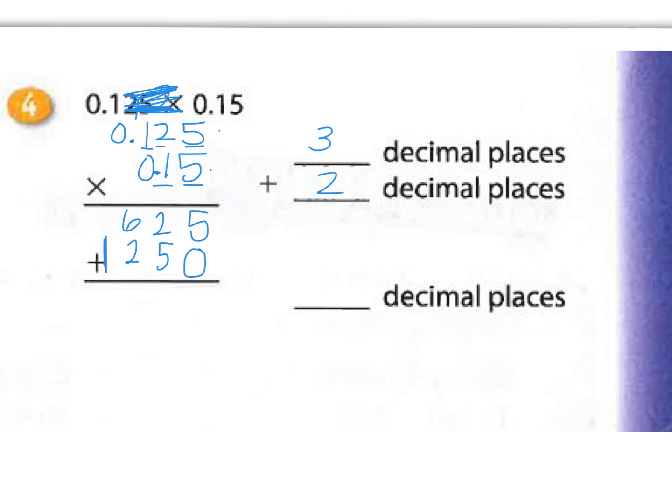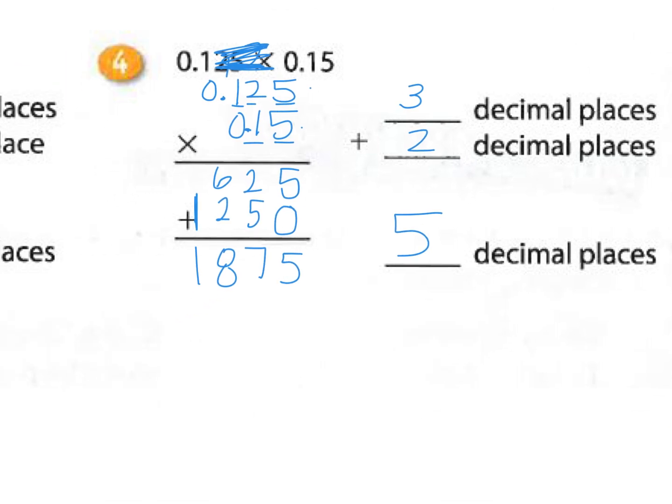Now we're going to add these. 5 plus 0 is 5. 2 plus 5 is 7. 6 plus 2 is 8. Bring down that 1. But now we have 5 decimal places we have to go over. So again, I'm going to start back here and I'm going to go 1, 2, 3, 4. Notice that I need to go one more, 5. This is where I can place a 0. Okay, so we need 5 decimal places, so now we have it. 1, 2, 3, 4, 5.